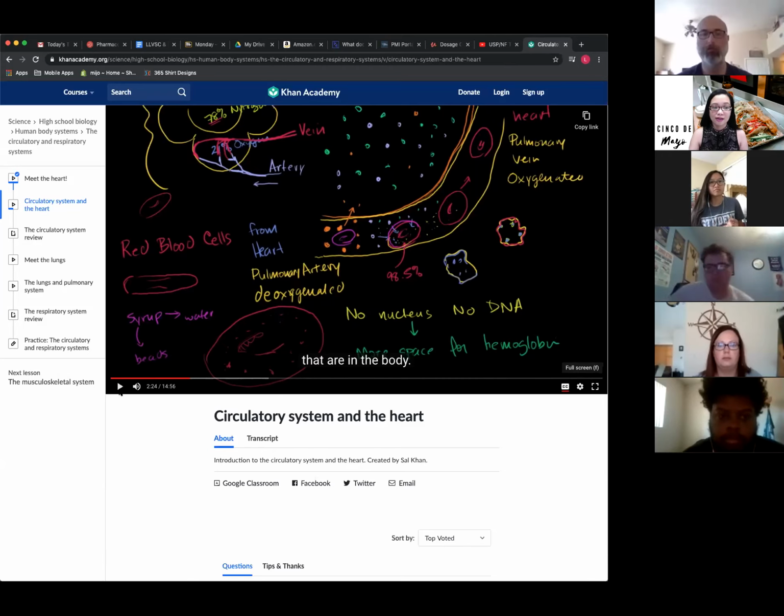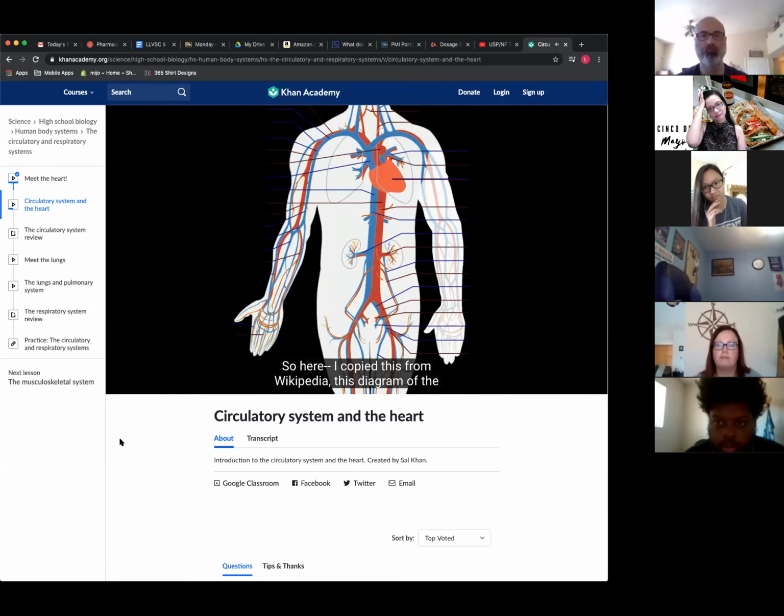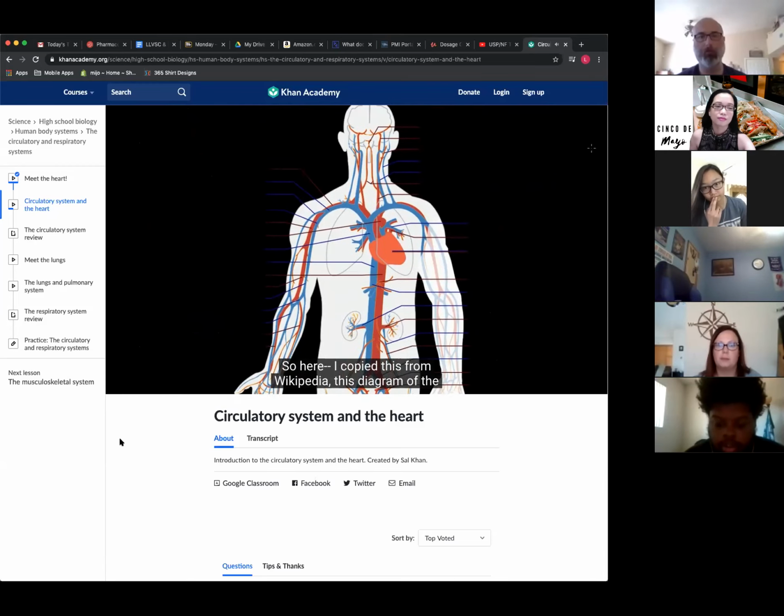Okay, let's find out, and then all these cobwebs and all this confusion can be cleared out. Now when I ask you, you can differentiate the two. Can you see my screen? So here I copied this diagram of the human circulatory system from Wikipedia, and here in the back, you can see the lungs.